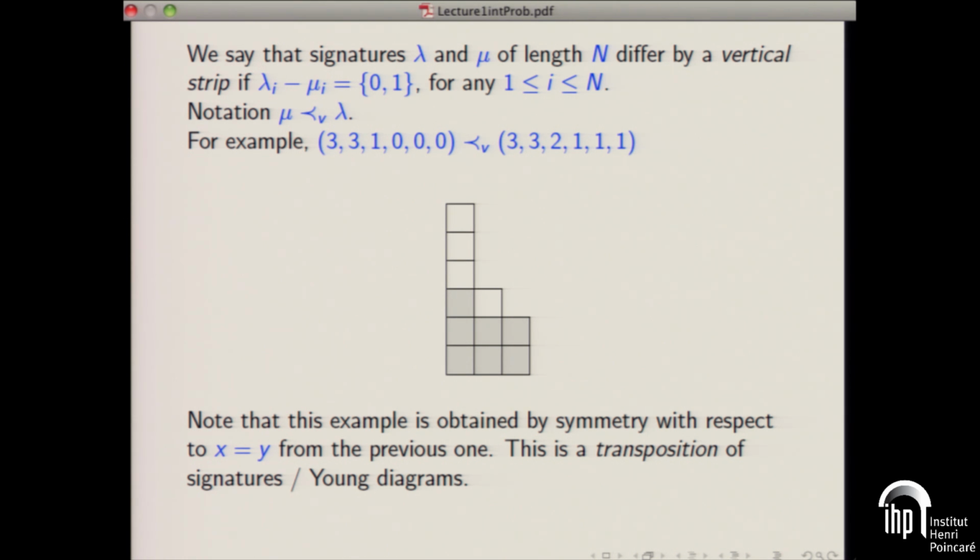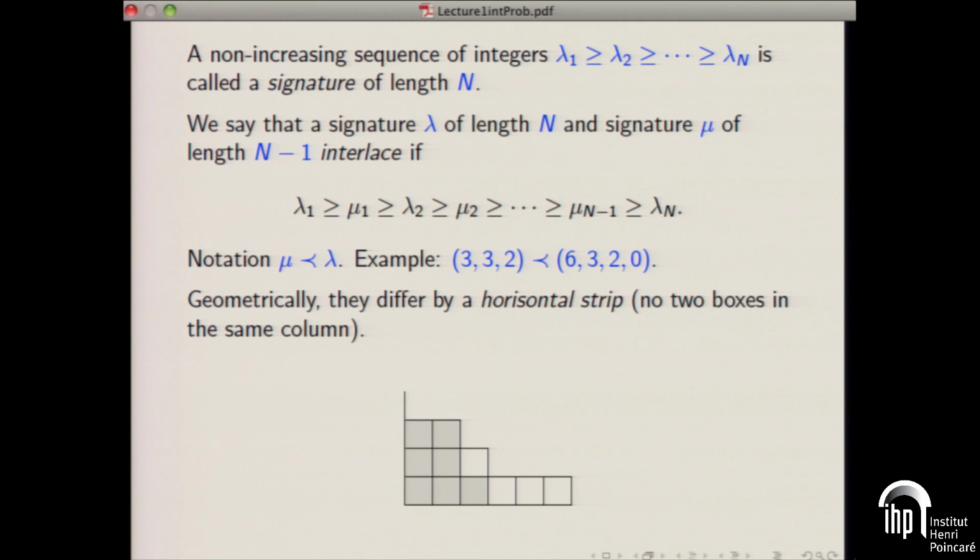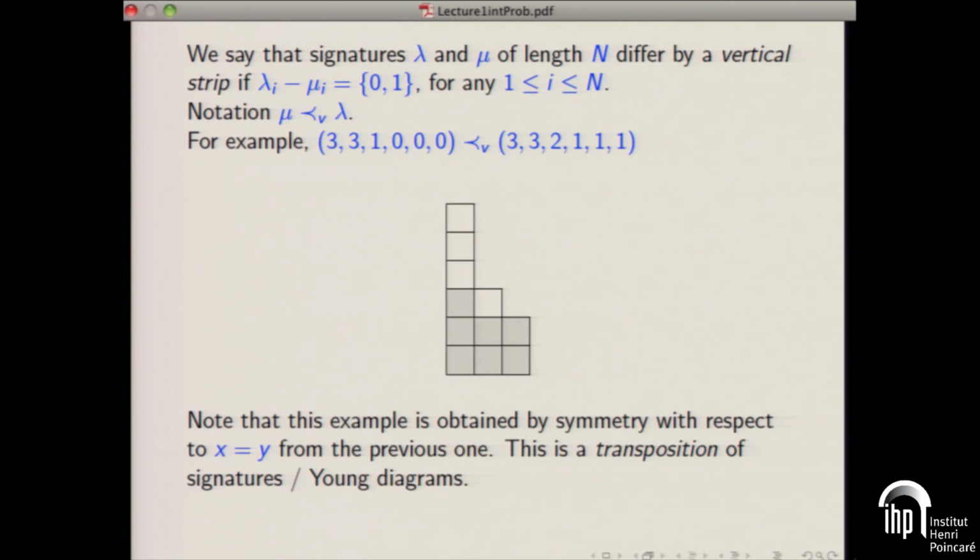It's also quite clear that there is a certain symmetry: if we make a reflection with respect to x equals y, then these two notions swap. If two signatures interlace, then after the reflection these two signatures will vertically interlace. Hopefully these examples make that clear. Are they the same? 3, 3, 1. Yes, so what is in the pictures corresponds to just taking this symmetry. Any questions?